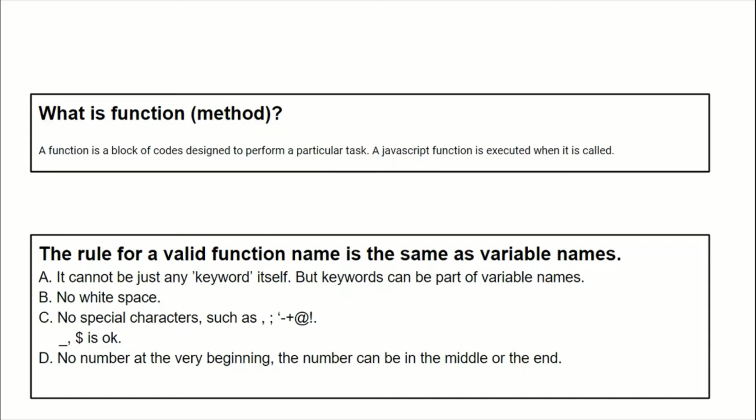array.push, array.pop. The rule for a valid function name is the same as for variables, and the function name is case sensitive. So just a reminder of the rules: it cannot be just any keyword itself, it cannot contain any white space, a function name cannot have any special characters other than underscore and the $ sign, and you should not have a number at the very beginning.